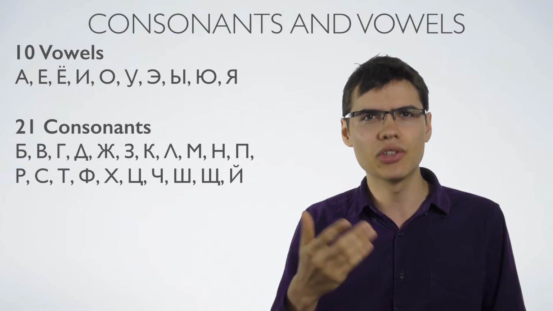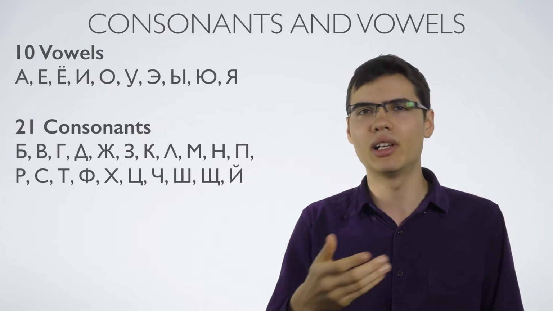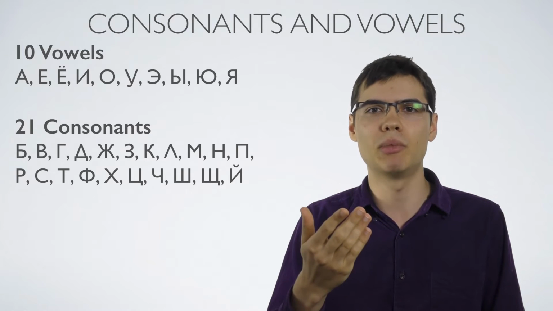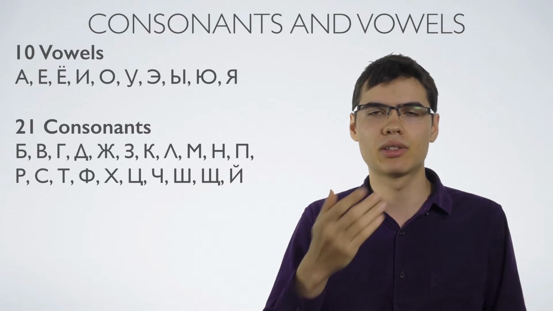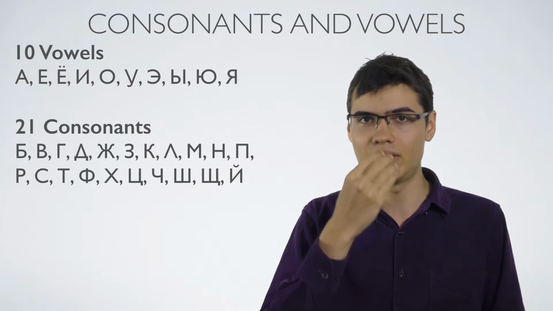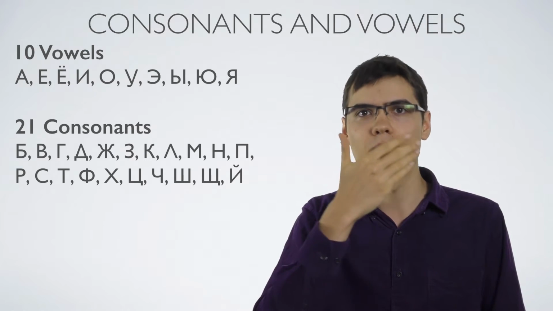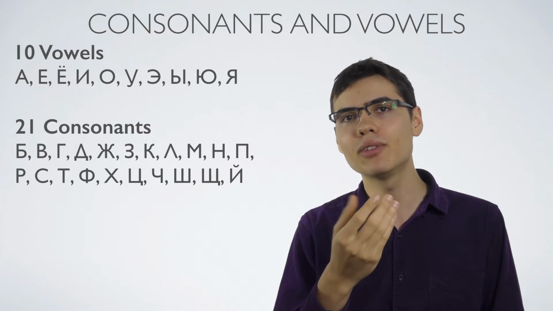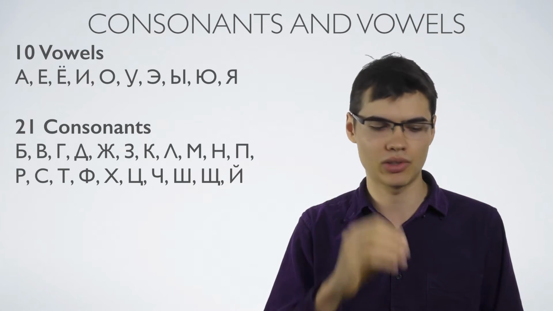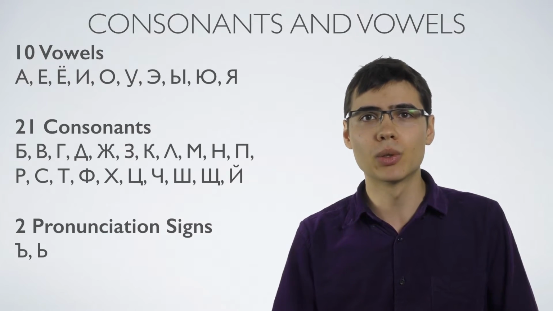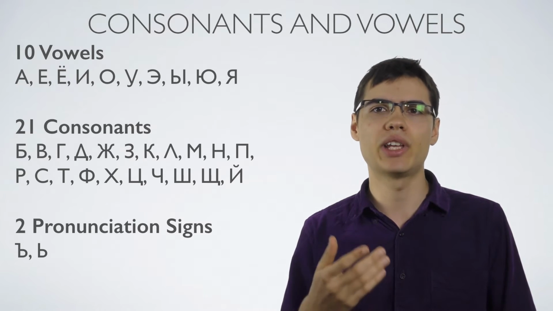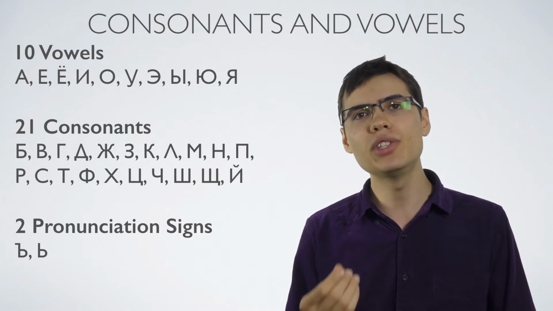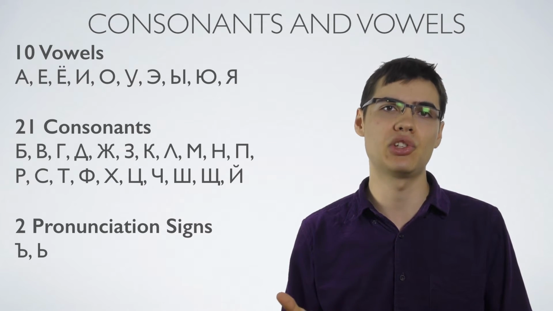Meanwhile, the consonants are the opposite of that. A letter like K, you have to use your tongue to make it. Or Ch, my teeth come together. My teeth, my tongue, my lips, they obstruct my mouth when I say consonants. So vowels, open mouth; consonants, obstructions. So in front of you, you'll see the entire Russian alphabet in 3 categories. We have 10 vowels, 21 consonants, and 2 pronunciation signs.